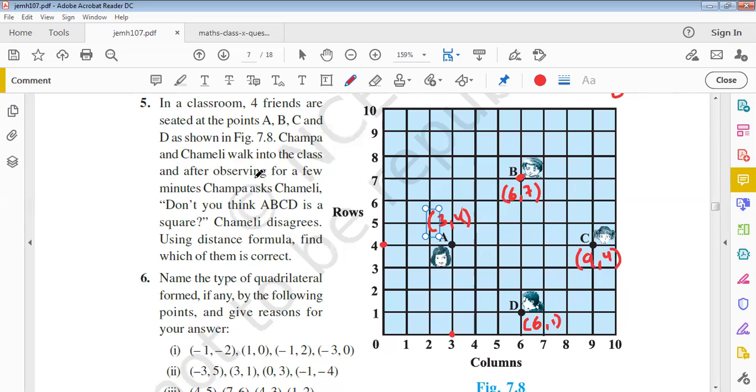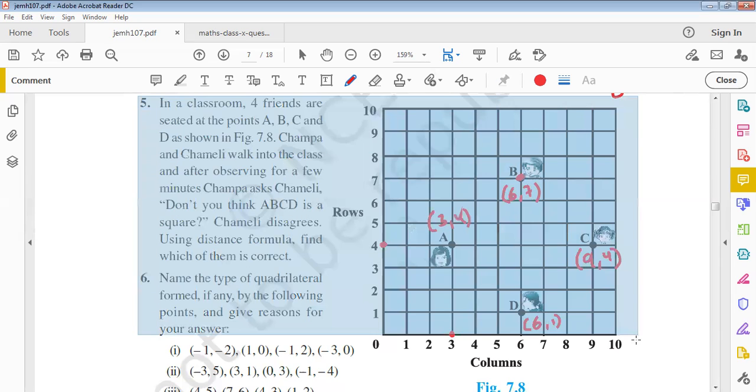Now what he is telling is that A, B, C, D are shown in the figure. Champa and Chameli walk into the class, and after observing for a few minutes, Champa asked Chameli, "Don't you think A, B, C, D is a square?" Chameli disagrees. Using the distance formula, find which of them is correct. Now using the distance formula, we are supposed to find whether they form a square or not.